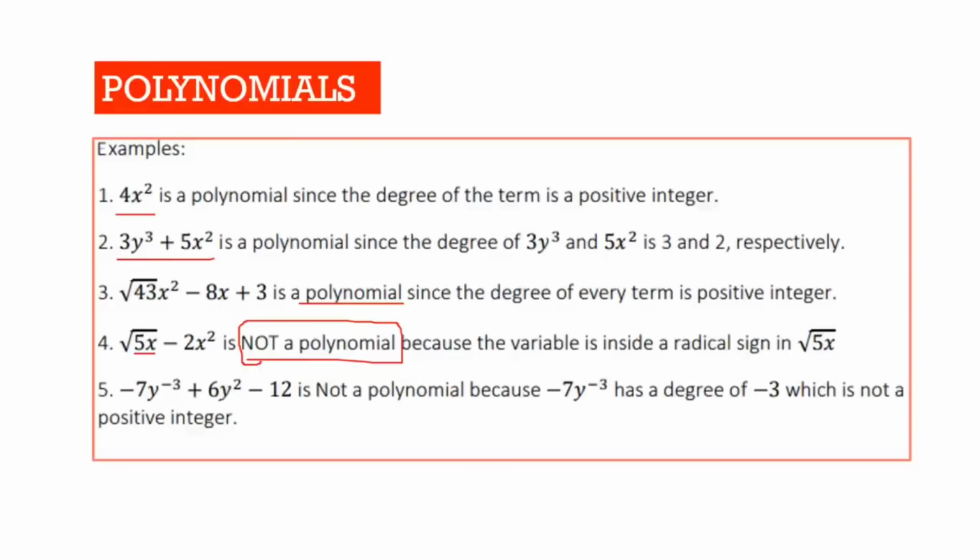But number 4 is not a polynomial because our variable x is inside the radical sign. And for number 5, we have the expression -7y raised to -3 plus 6y squared minus 12, which makes it not a polynomial because, in our conditions a while ago, it is not a polynomial if the exponent of the variable is a negative number. It should be a positive integer. Numbers 1, 2, and 3 are polynomials, but 4 and 5 are not polynomials. But still, they are considered algebraic expressions.